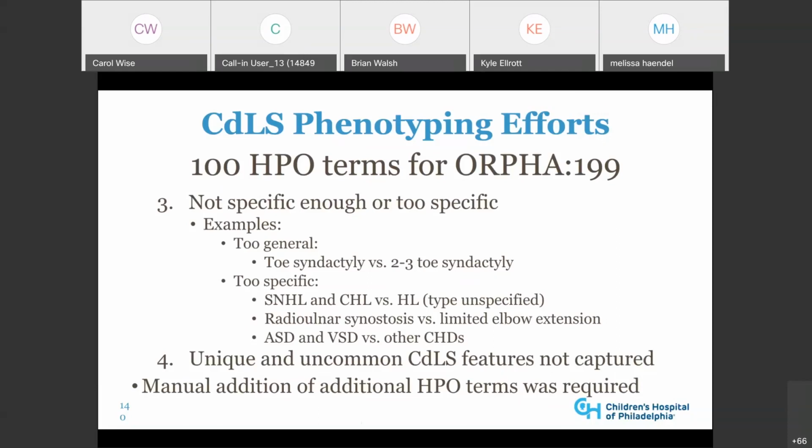And then lastly, for some of our CDLS atypical types of cases that had maybe some pretty unique or uncommon features, they obviously were included in those 100 HPO terms as well. So we took this on a very case-by-case basis, and we're finding that almost with every other case, we're maybe adding another HPO term to our new database in order to accurately capture as much as we could.